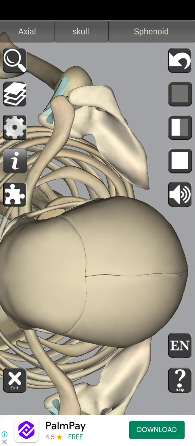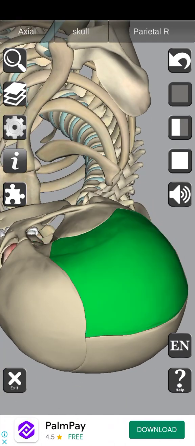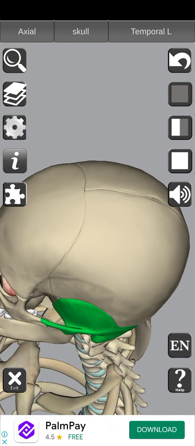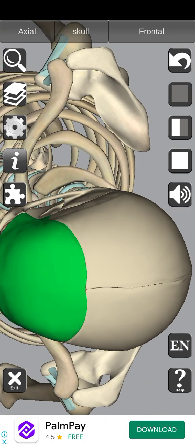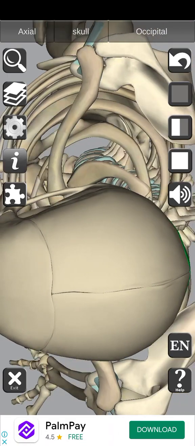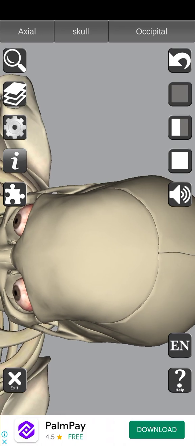Now let's look at these. The skull bones are 8 in number. Two are paired, the parietal and the temporal. This is the parietal bone and this is the parietal bone. This is the temporal bone and this is the temporal bone. But for the single ones, we have the frontal, occipital, and others like the sphenoidal and ethmoidal bones.